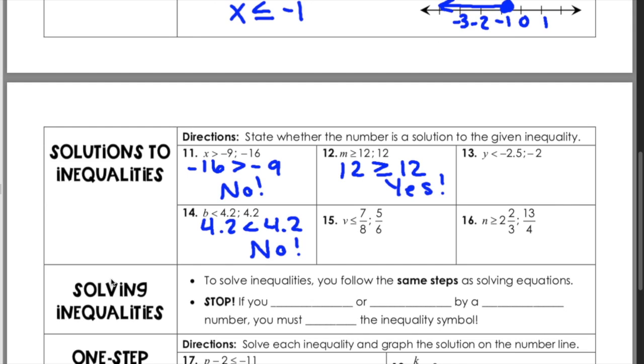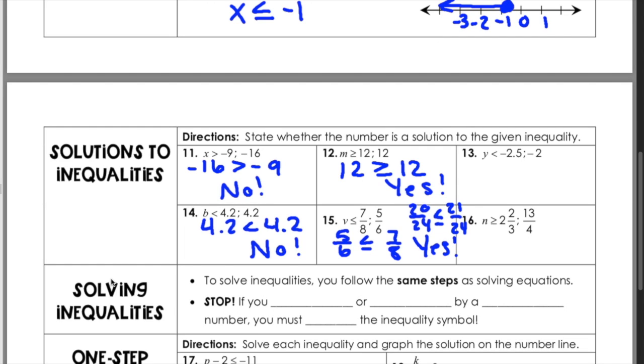Number 15, and we'll just skip 13 and 16, says b is less than or equal to 7/8 if b is 5/6. So we plug in 5/6 is less than or equal to 7/8. If you're not sure in your head comparing those two, if that's less than or not, then you need to make a common denominator to check. So our common denominator between 6 and 8 would be 24. So 6 times 4, so this is going to be 20 over 24. Is that less than or equal to 21 over 24? Because we have to multiply 7/8 by 3. Yes, that's true. It's less than. So yes, this is a solution to the inequality.